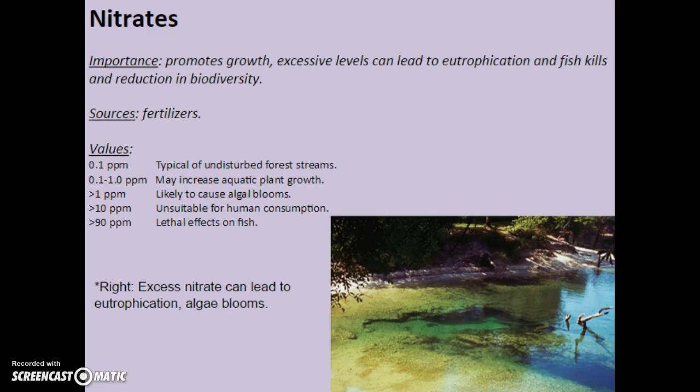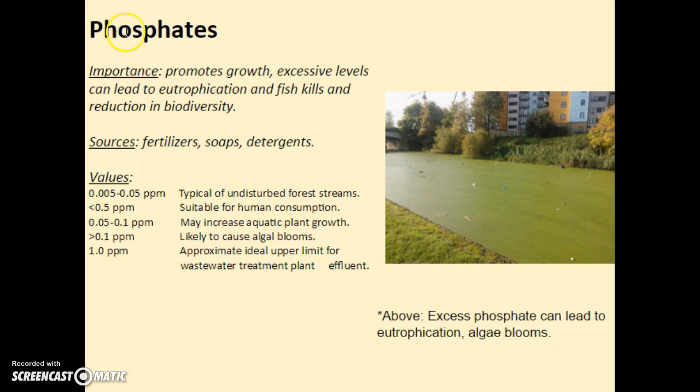Nitrates, the importance: promotes growth. Excessive levels can lead to eutrophication and kill fish and reduce biodiversity. Here you can see there's something going on in the water. This would actually be from the excess of nitrate. Right, when fertilizers run off into bodies of water, this can lead to an increase in algae, and this leads to eutrophication. We'll get into what eutrophication is very soon. So for nitrate, we want to make sure that that value is within the healthy range, along with phosphate.